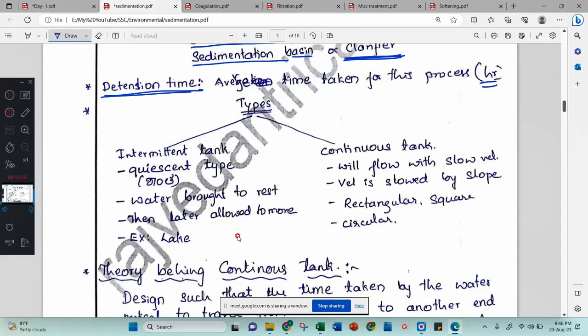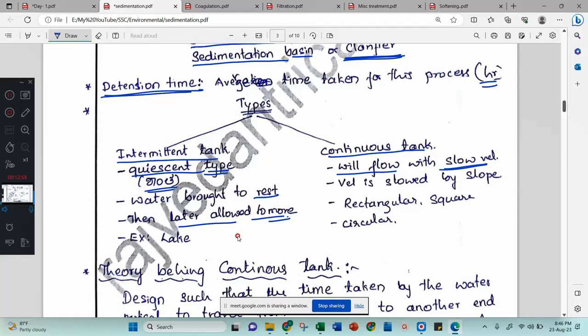Then types: we have two types of sedimentation tank, the intermittent tank and the continuous tank. The intermittent tank is a quiescent type. Quiescent means silent, standing still; the water will be allowed to stand still, brought to rest, and later allowed to move. The continuous tank means the water moves with a very slow velocity, so that both flow and sedimentation are taking place.